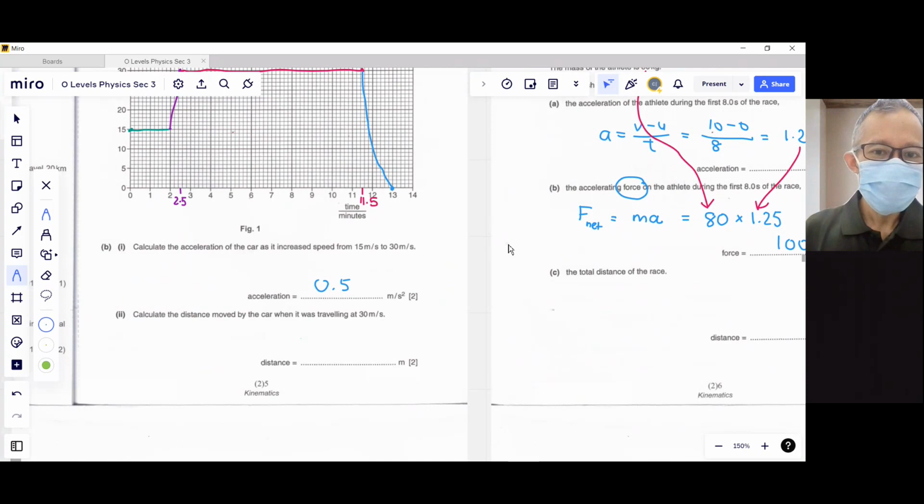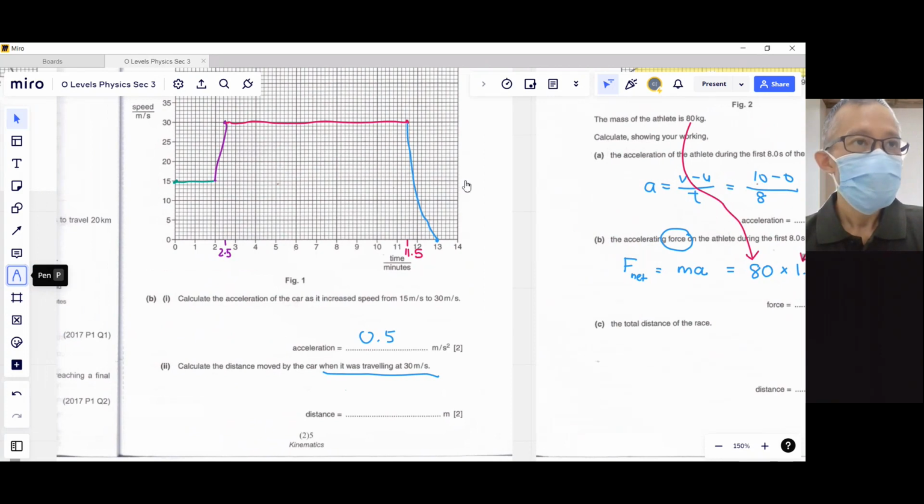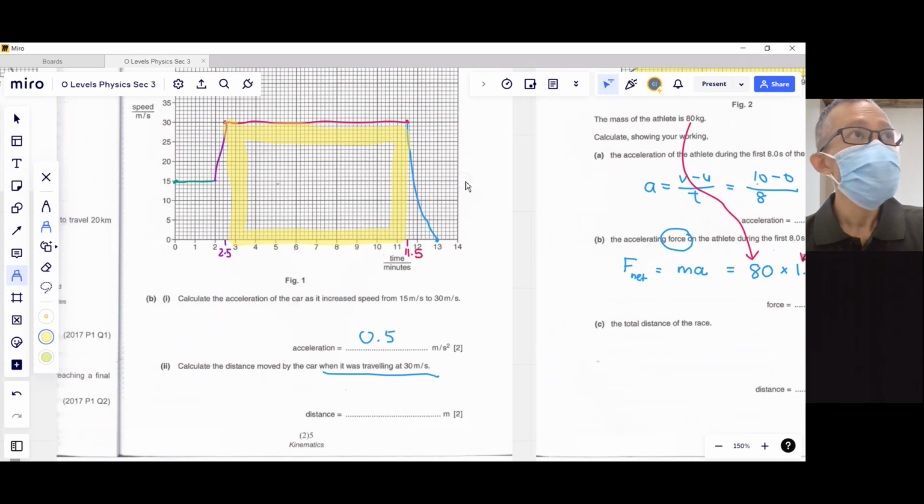Okay, come, let's interpret it. When it was traveling at 30 meters per second, look at the graph. Where is 30 meters per second? Yeah, that straight horizontal line, right? So therefore, I'm only interested in this area. Yes, it's just a rectangle. That's all. It's not including the curve. It's only for that rectangle.